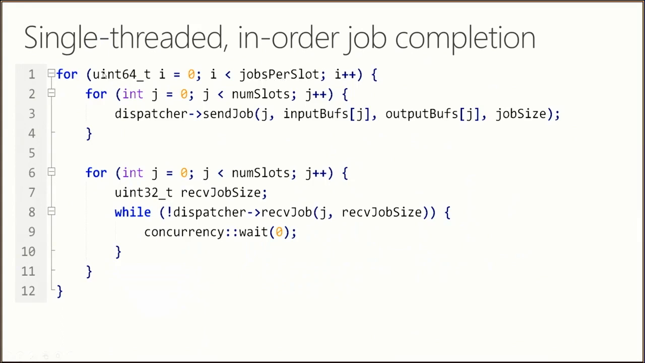The first mode is single-threaded in-order job completion. You can see in each iteration, we dispatch the work items to every slot. Then after iterating across every slot, we wait for the jobs to complete in the order in which they were dispatched. If the job is not ready, we defer the thread to prevent deadlock. An optimization to this would be performing useful work if the previous jobs are not yet ready, instead of waiting.